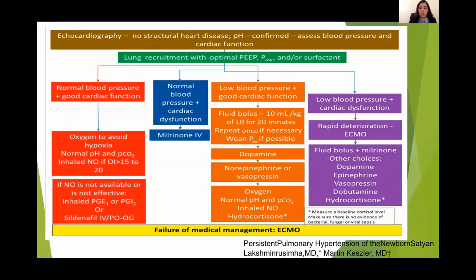Then if we have a normal blood pressure and a good cardiac function, we will give oxygen to avoid hypoxia. We will try all the time to have a normal pH and normal PCO2, and we will start the nitric if the oxygen index is more than 15 to 20. If the nitric is not available, we can start inhaled prostaglandin or sildenafil, IV or oral, whatever is available in your unit.